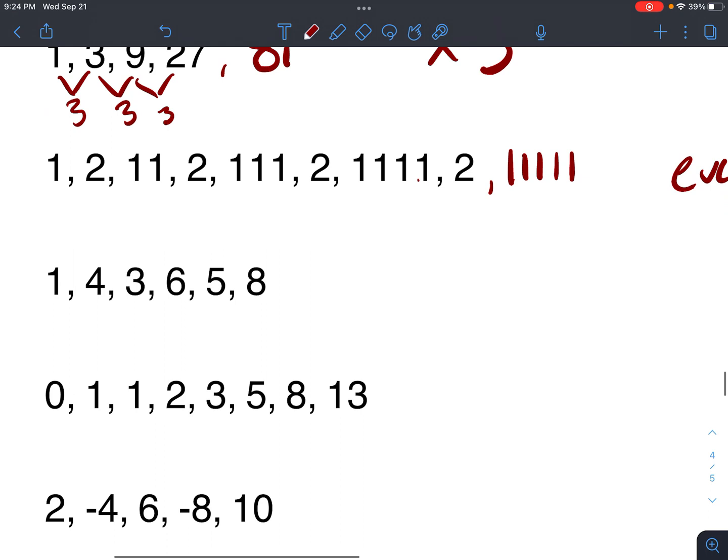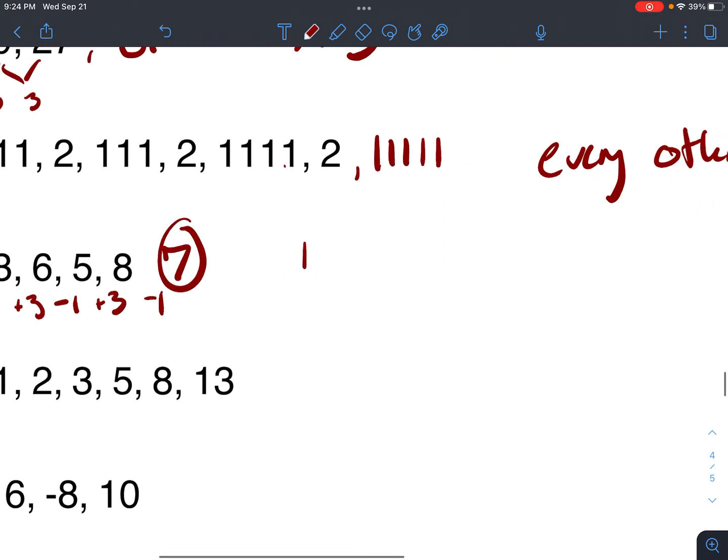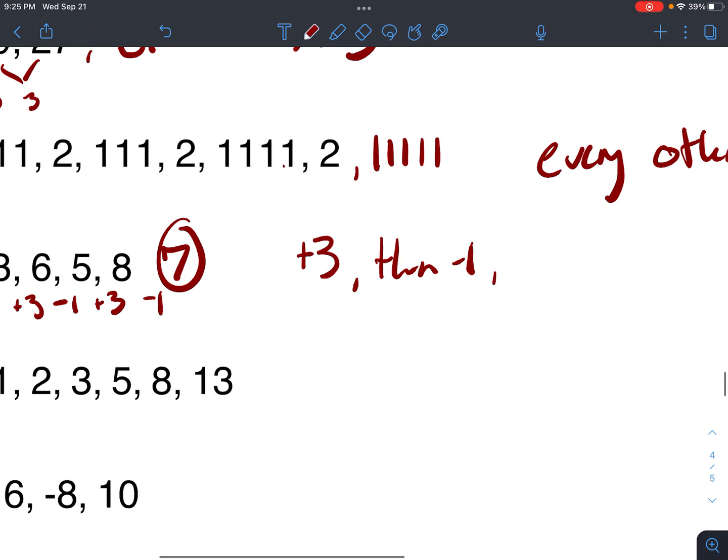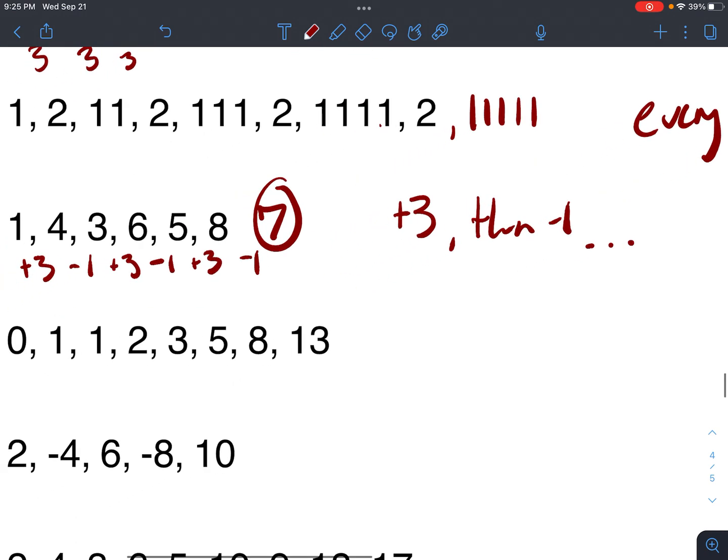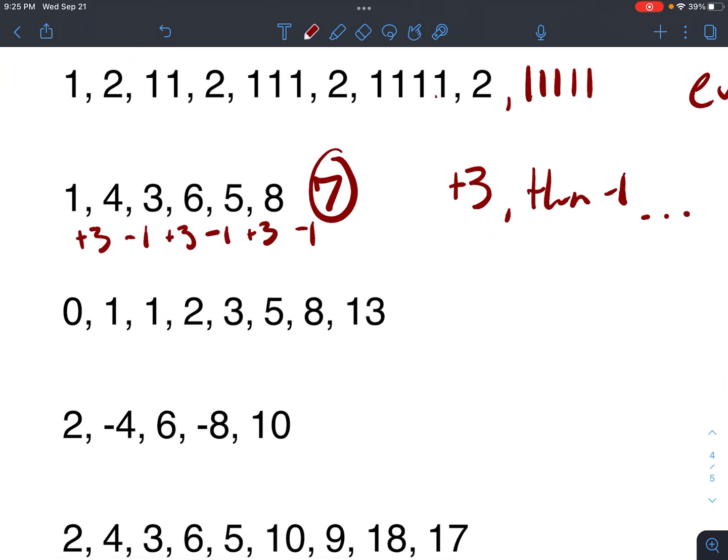Okay, what do we got here? 1, 4, 3, 6, 5. Okay. So I'm seeing a plus 3 minus 1 plus 3 minus 1 plus 3. So our next term is minus 1, so we should have a 7. So we have plus 3, then minus 1, and then this repeats. So we have dot dot dot for repeating.